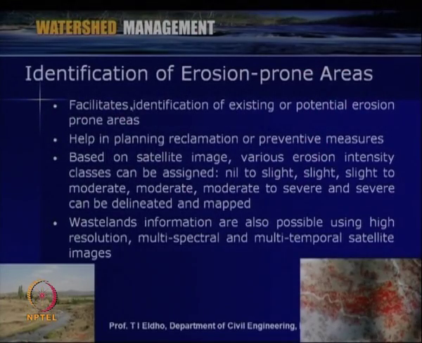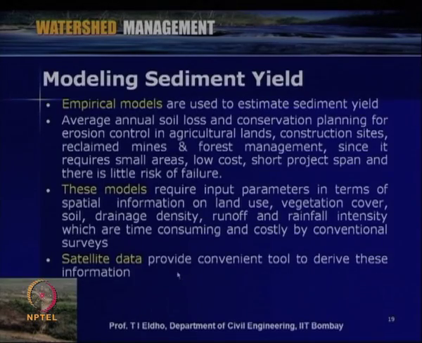So some of the important aspects are listed here in this slide. Remote sensing facilitates identification of existing or potential erosion prone areas. Remote sensing helps in planning reclamation or preventive measures. Based on satellite images, various erosion intensity classes can be assigned, like nil to slight, slight to moderate, moderate to severe, or severe, and can be delineated and mapped. So that way we can even work for prediction using the remote sensing images. Then wasteland information is also possible using high resolution multi-spectral and multi-temporal satellite images. So that way we can use the remote sensing data.